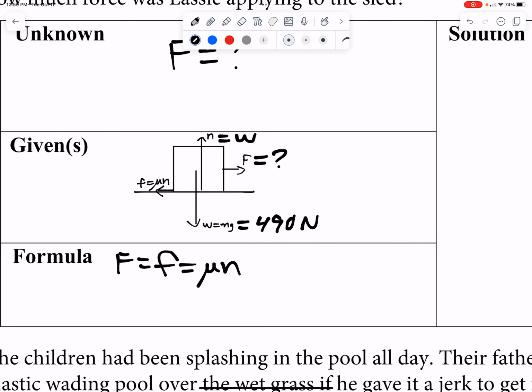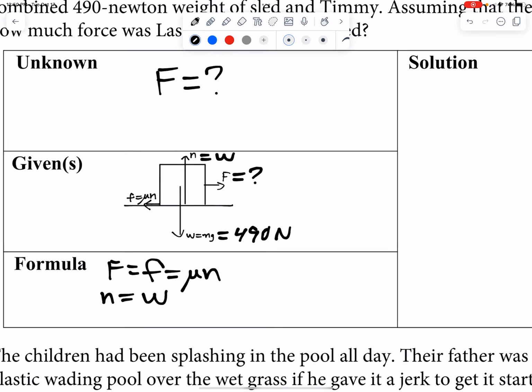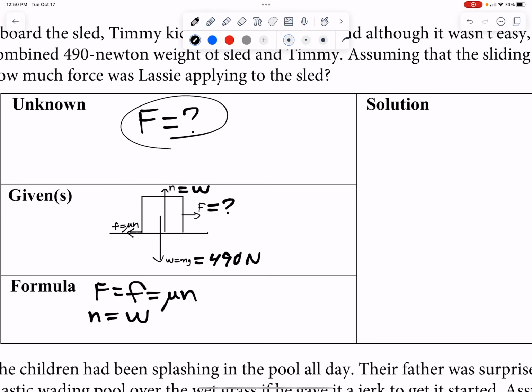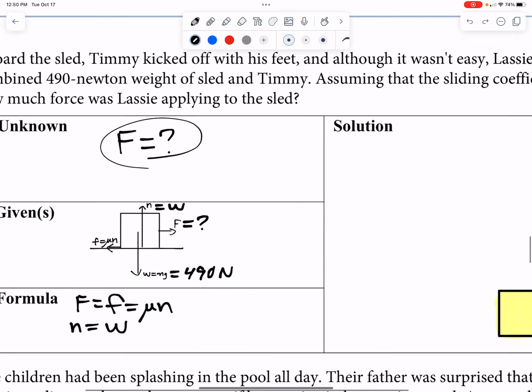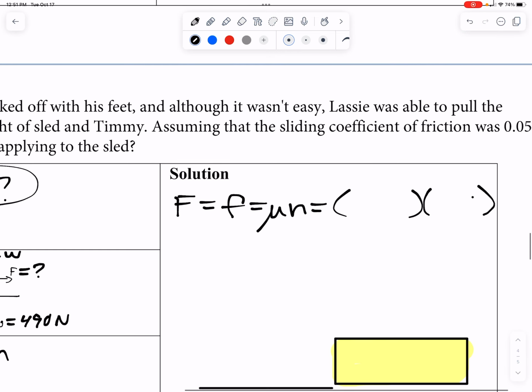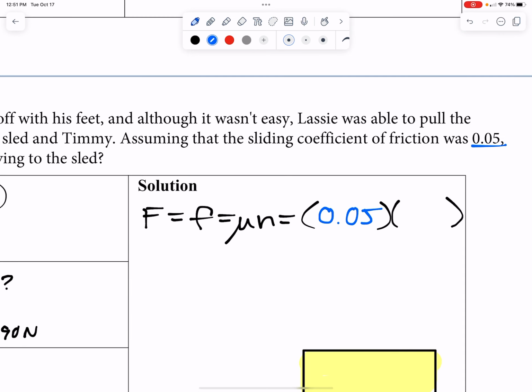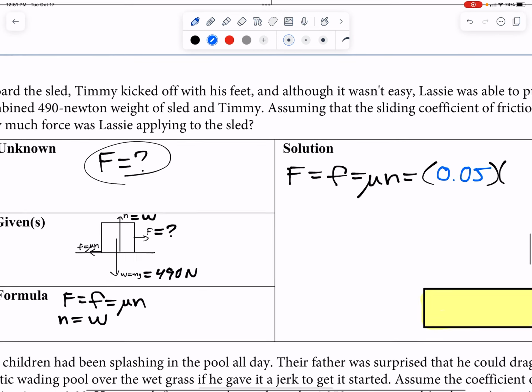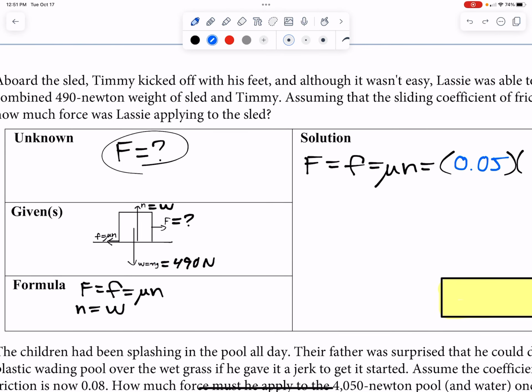I hope you're seeing the consistency in the problems we're doing. Now, how am I going to find the force? Well, that's easy. Find the friction, because they balance each other, and mu times normal force would be that. So my applied force would be the same as my friction, which is mu times normal force. We were given the mu at 0.05. That's our coefficient of friction right there. And the normal force was the same as the weight, right? Your 490 newtons.